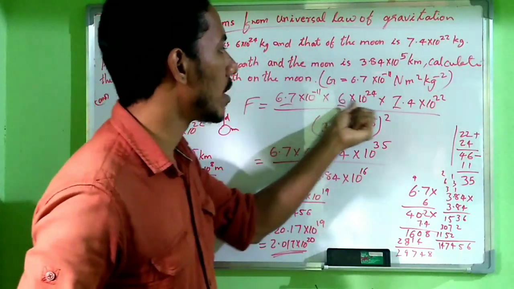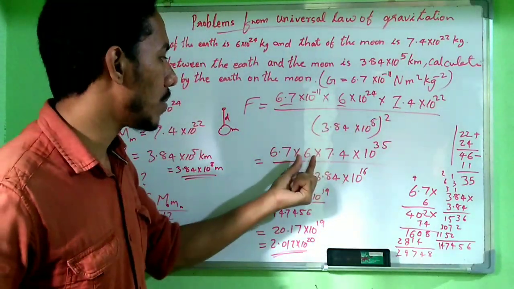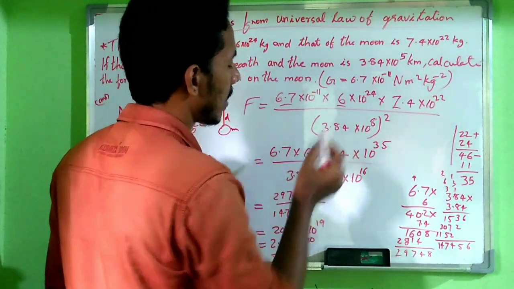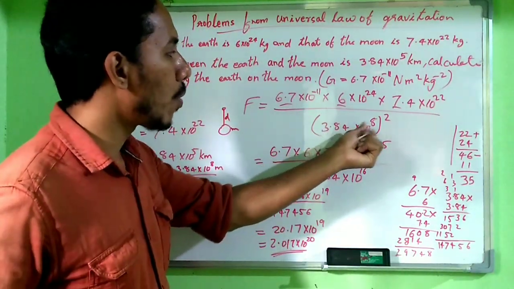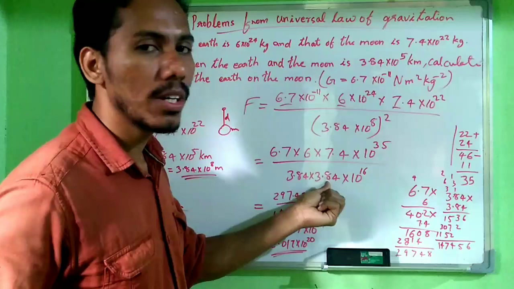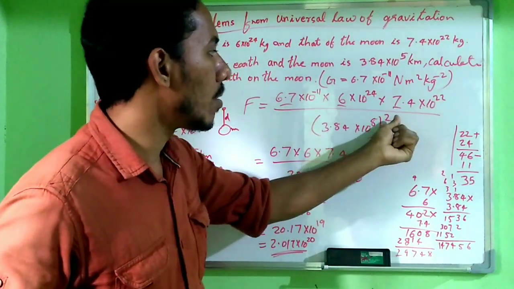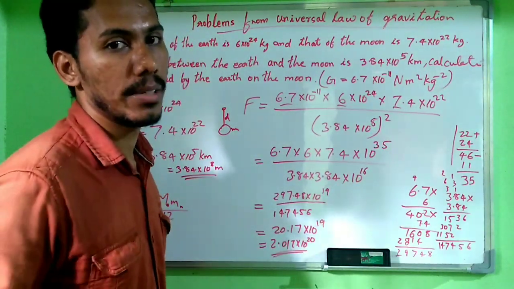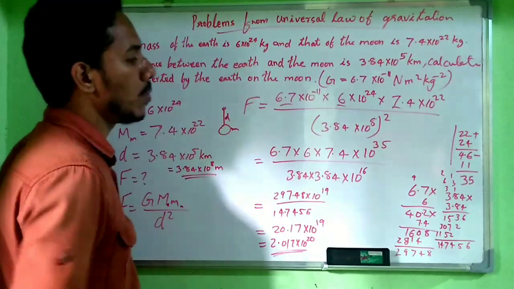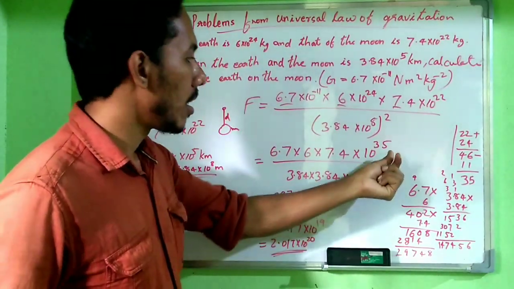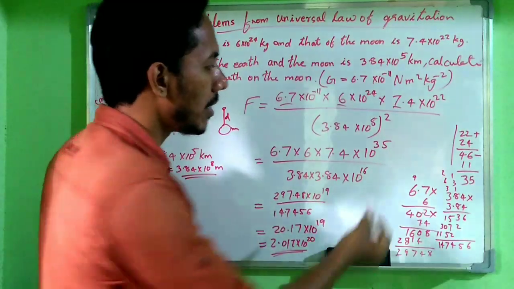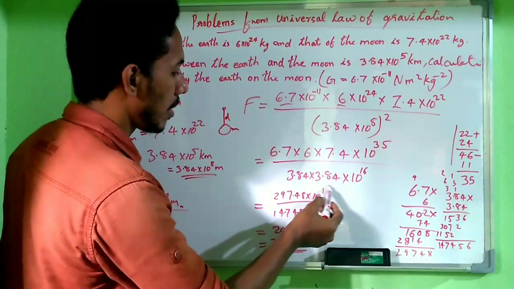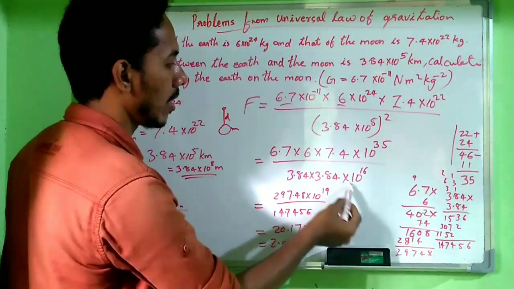Others: 6.7 × 6.6 × 7.4, those values are jointly multiplied together. What is the next term, the denominator? 3.84 the whole square means 3.84 × 3.84. Then 10²⁸ the whole square means 28 × 2 = 56, so 10⁵⁶. Okay, so we want to simplify this term here. First, cancel these powers. 35 minus 56 gives the power. So it is the total value of the power.